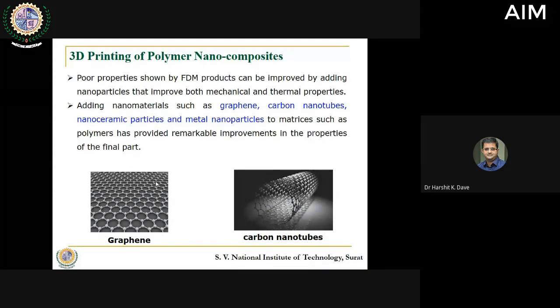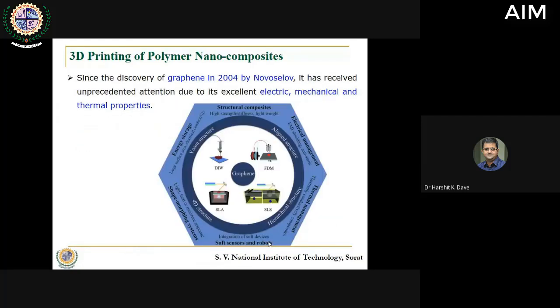Now, in this case, when you talk about nano composites, you add certain nano materials like graphene, like CNT, like nano ceramic particles or metal nanoparticles. But most widely, it is graphene and CNT, carbon nanotubes, that are being used. We have also attempted it with the help of graphene, because graphene is finding very much attention because of its excellent electrical, mechanical and thermal properties. And almost three types of processes, the FDM, the SLA and the SLS, are able to use graphene for printing.